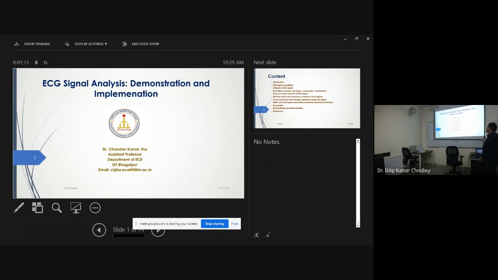So basically, the title is ECG signal analysis. As I think all of you know about the ECG, what is ECG? Anyone can tell me? Electrocardiogram. So basically, ECG is the signal related to our heart muscles. It is generated by the stimulation of the muscles of the heart, and if you record that signal, that will be called the ECG. In this lecture, I will tell you how you can analyze an ECG signal.